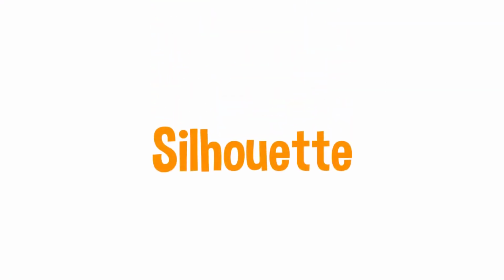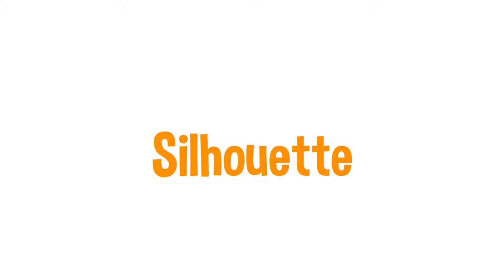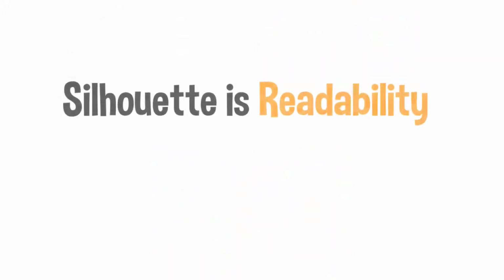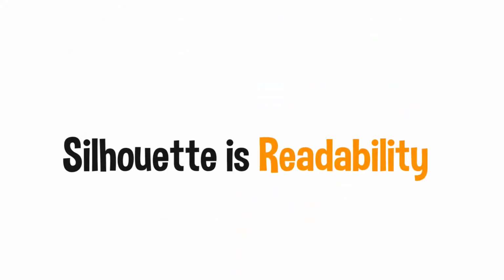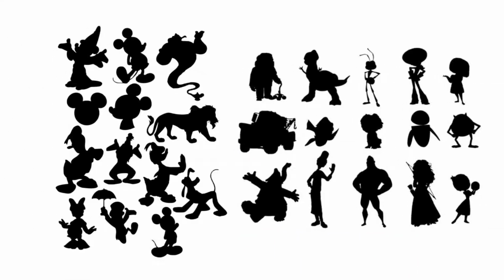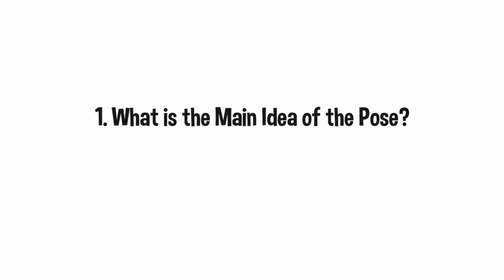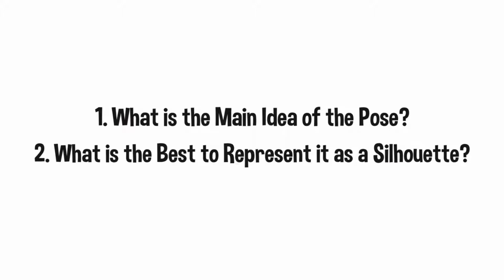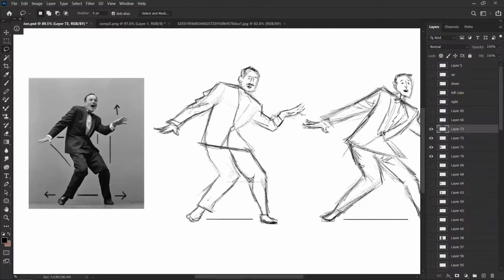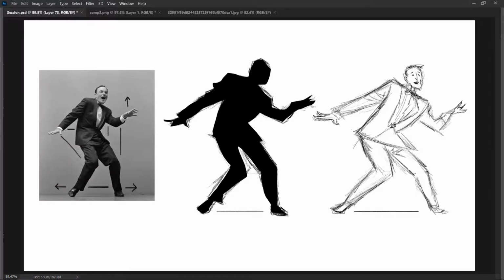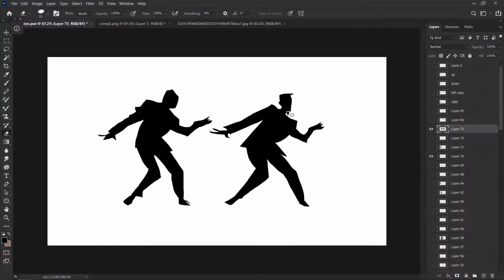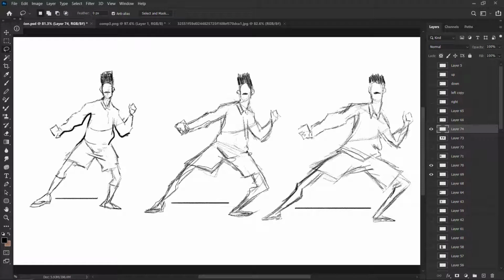Now let's talk about silhouette. So what is silhouette? Silhouette is about readability. Having strong silhouettes will make your drawing more effective and clear. Ask yourself, what is the main idea of the pose and what is the best way to represent it as a silhouette? It gives clarity to your drawing. As they said, good design should be clear and informative.